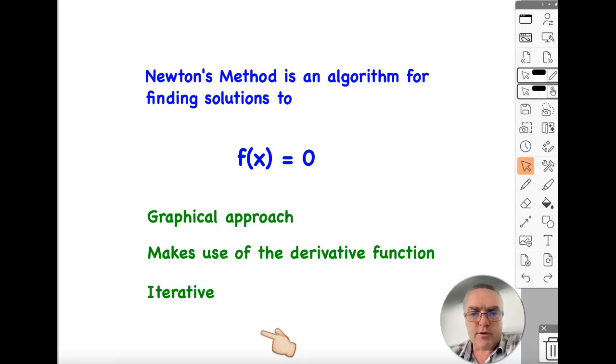It's a graphical approach. We'll see how we use tangents when we are using Newton's method. It's an approach that makes use of the derivative, so it's an application of calculus. Instead of just using f of x, we do use f of x, but we're also going to use the derivative f prime of x. And the process is not algebraic. It's what you might say is a numerical approach or an iterative approach.